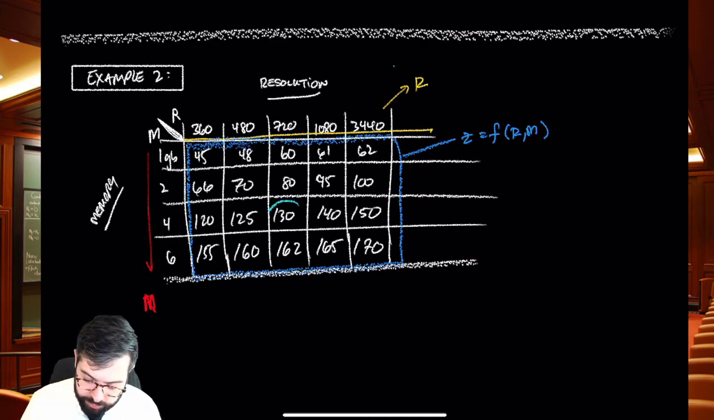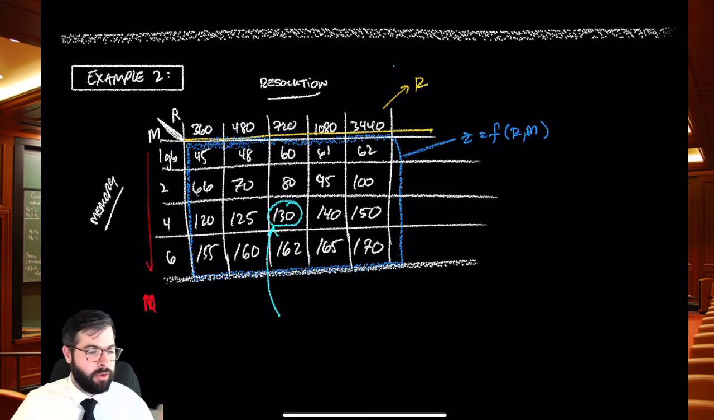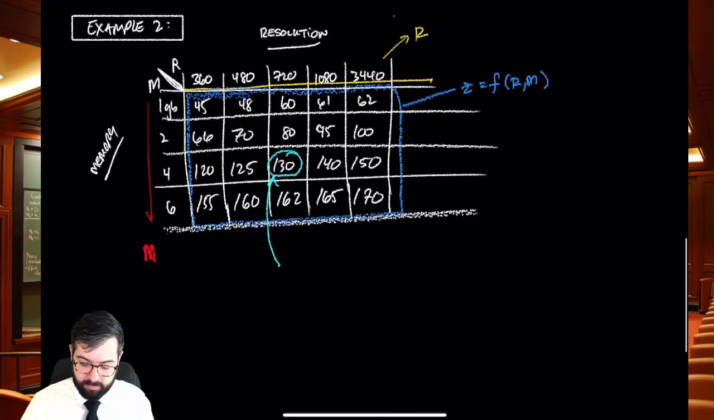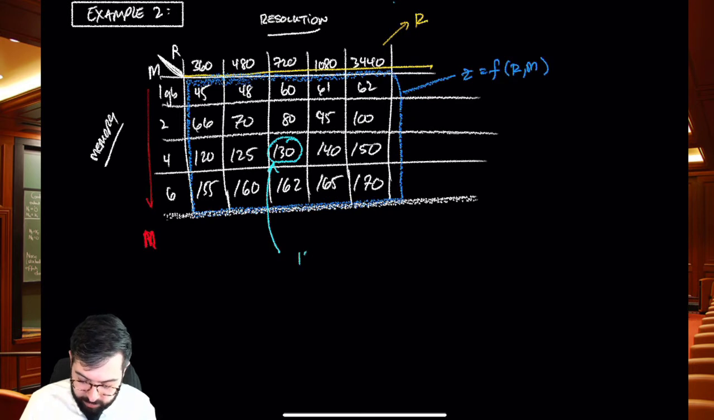And so one way to interpret this table, right? We pull out this 130, and how could you interpret this to somebody who just walked into class 20 minutes late? What would you tell them that this 130 means? It's your result if your inputs are 720 and 4 for the respective variables. Right. 130 is the function of having 720 for a resolution and 4 for the RAM.